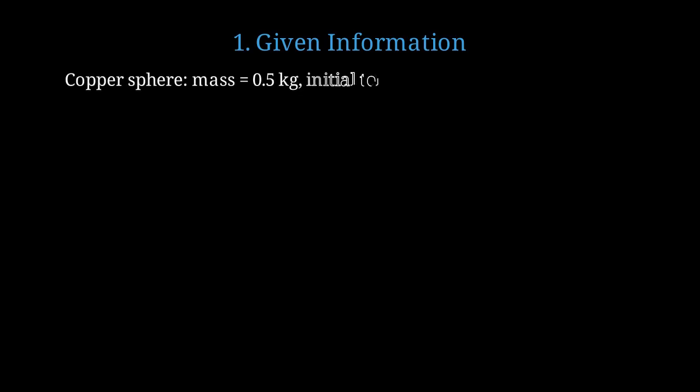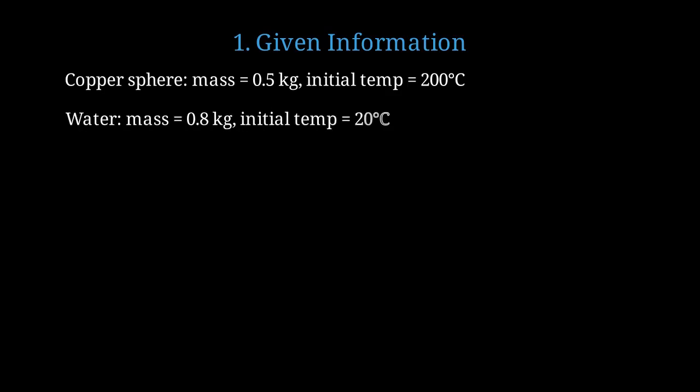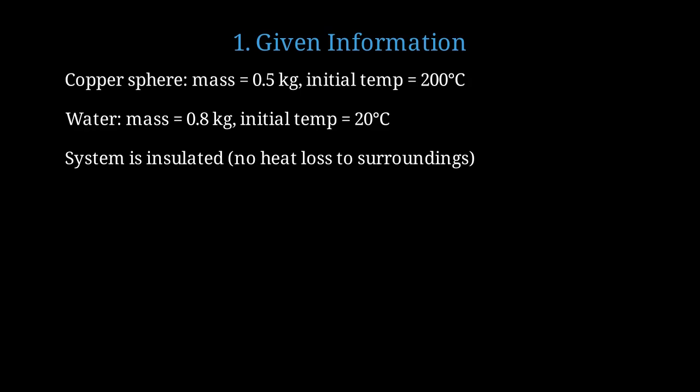The copper sphere has a mass of 0.5 kilograms and starts at 200 degrees Celsius. The water has a mass of 0.8 kilograms and starts at 20 degrees Celsius. Importantly, the system is insulated, meaning no heat escapes to the surroundings. Here's a summary showing the mass and initial temperature for both the copper and water.